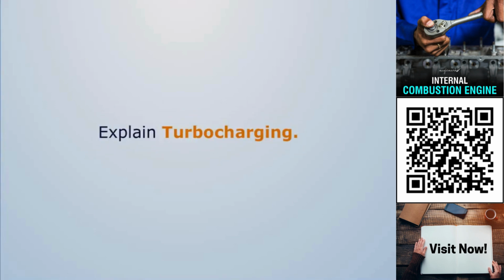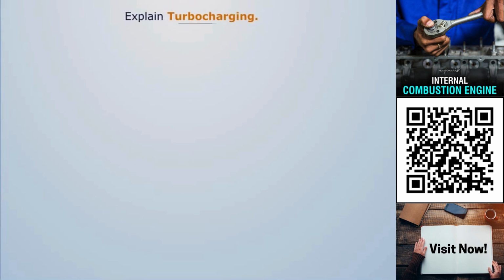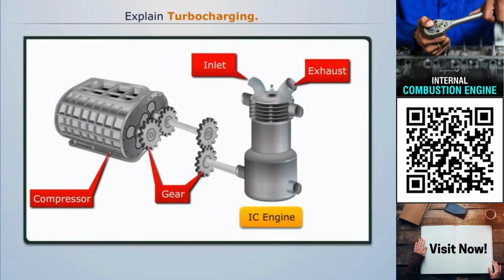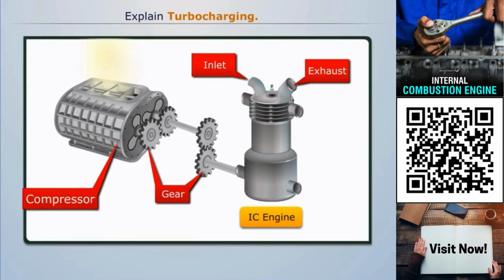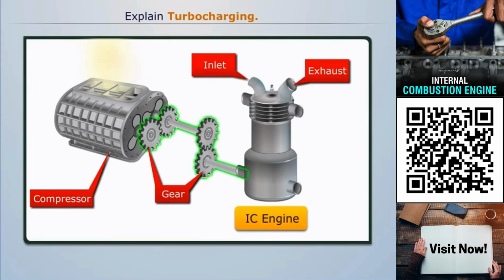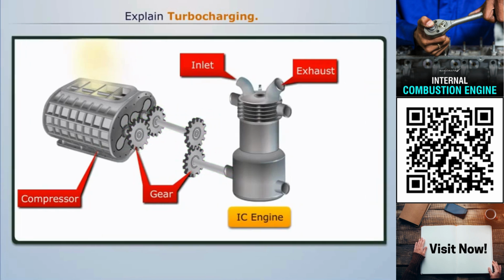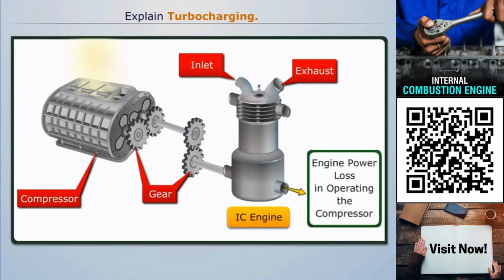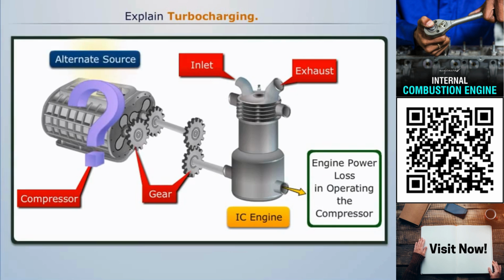Explain turbocharging. We know that in supercharging, the compressor derives its energy from the engine. This causes engine power loss in operating the compressor. Can you think of any other source from which the compressor can be operated?